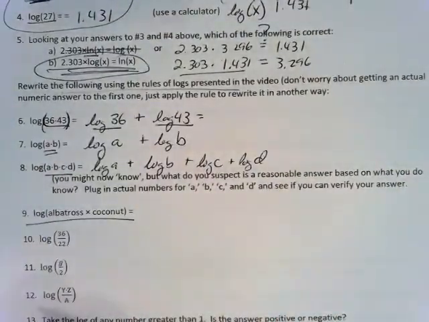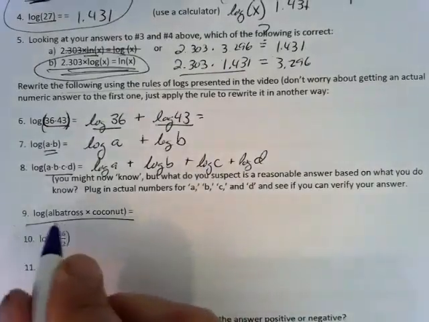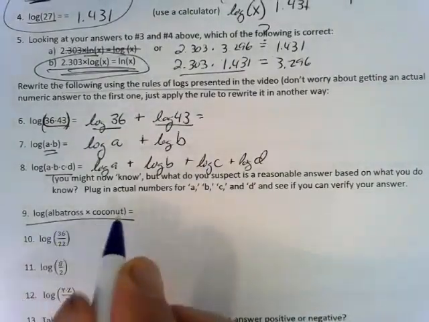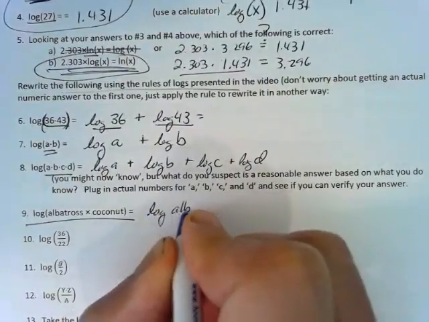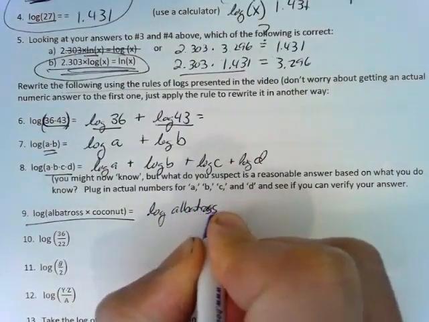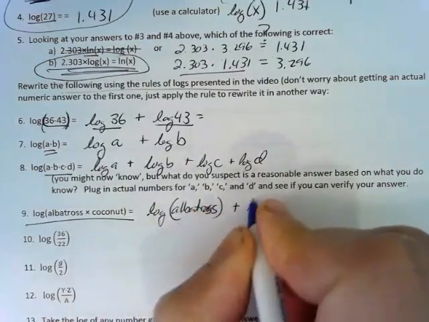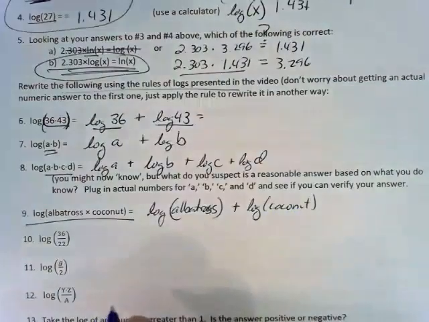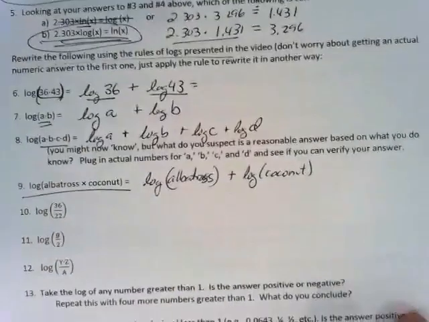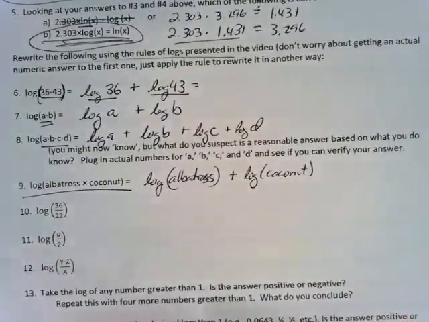Broadening this into something even nonsensical now, the log of the quantity albatross times coconut would be equal to the log of albatross plus the log of coconut. I must have been watching too much Monty Python or something when I was developing this sheet. Now we move on to division.